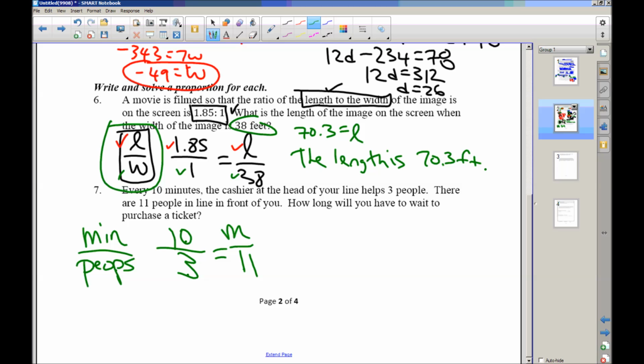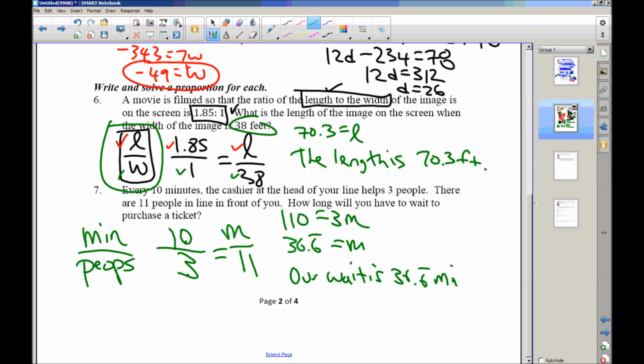Okay? We cross multiply, we get 110 equals 3 times m. Then I divide both sides by 3. And I find out that we are going to have to wait 36.6 recurring minutes before it is our turn. Okay? So our wait is 36.6 minutes.